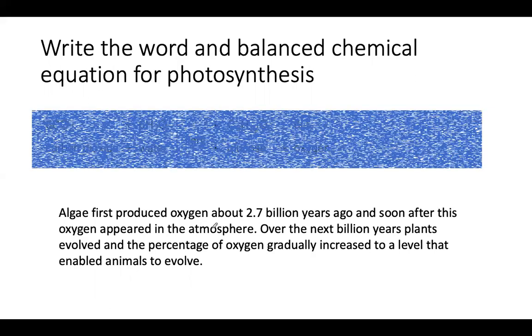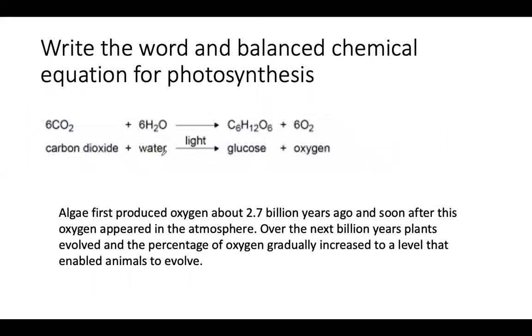Okay, the answer's there. So carbon dioxide plus water using energy from the sun in the form of light gives you glucose plus oxygen. And then 6 CO2 plus 6 H2O gives you 1 molecule of glucose plus 6 molecules of oxygen. Remember, that's an endothermic reaction because we're putting in heat and light in order for our products to be made. This was just straight from the spec.